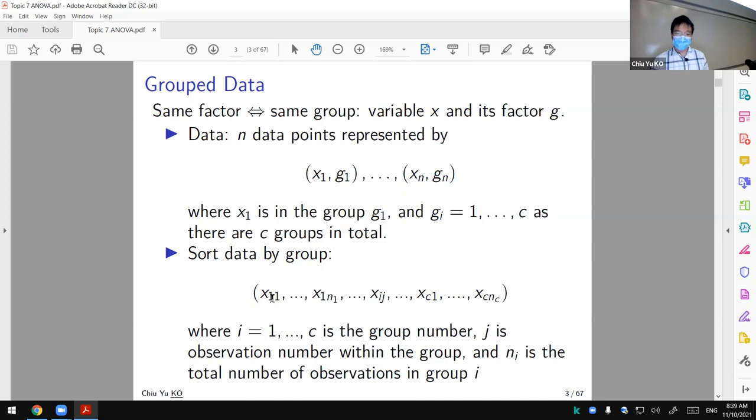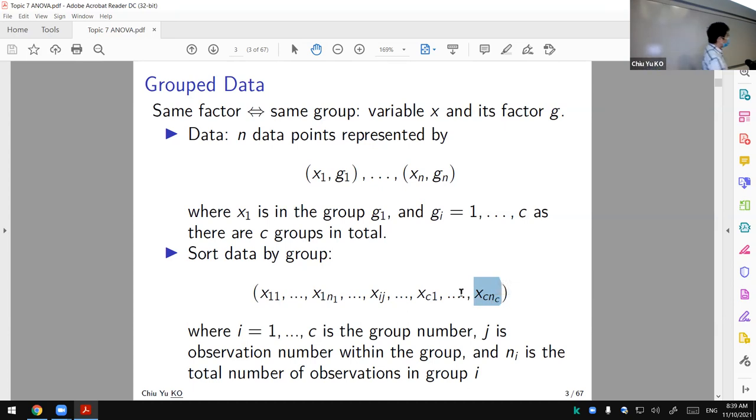For example, group one is maybe store sales data. This is store number one, the sales from, say, day one. And this is still store number one, sales of day N1, and so on and so forth. This is the last store, store number C, from the first observation to the last observation NC.